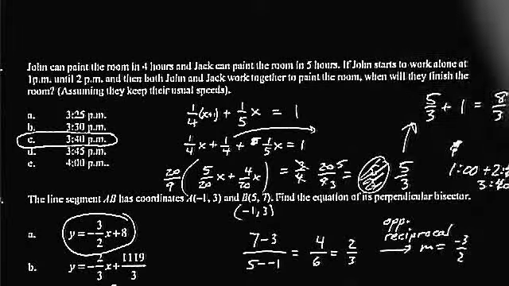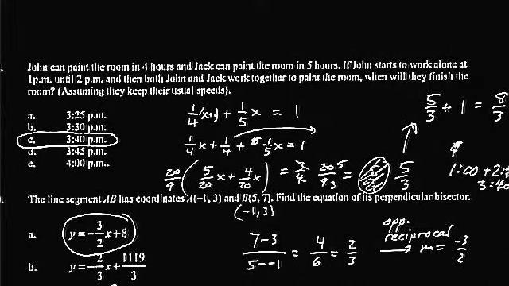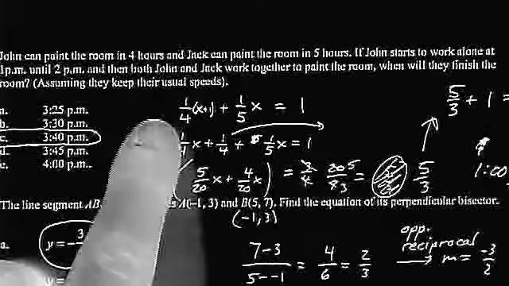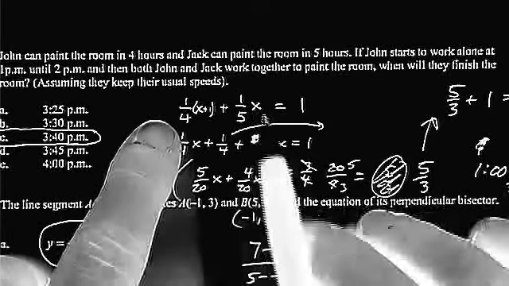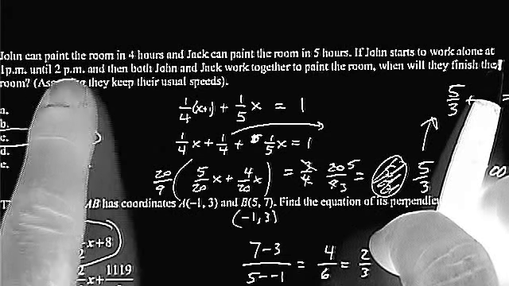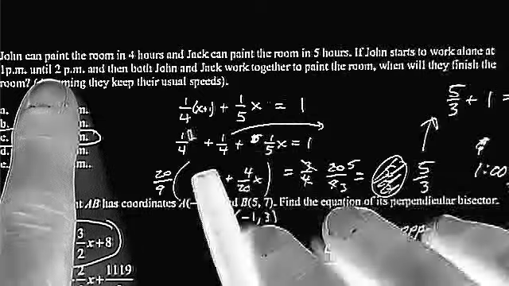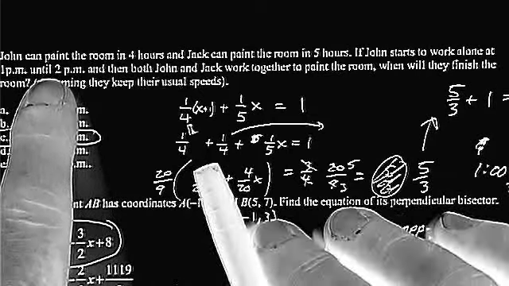Okay, question 19. John can paint the room in 4 hours. That means his speed is 1 room in 4 hours. Jack can paint the room in 5 hours, so that's 1 room in 5 hours. If John starts to work alone at 1 p.m. until 2, so John works for an hour. That's the guy whose speed is 1/4, 1 room in 4 hours.